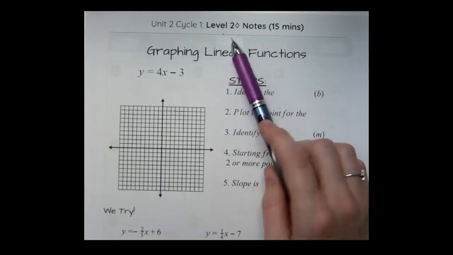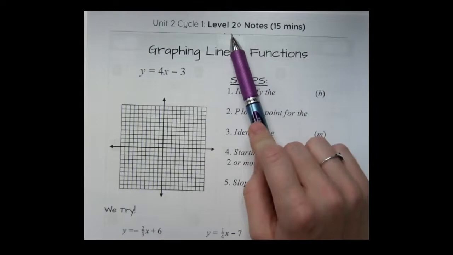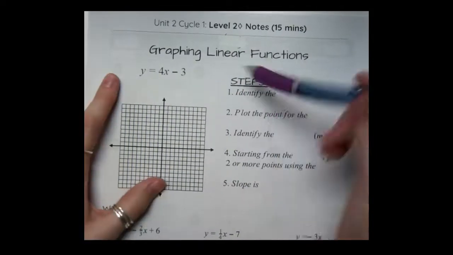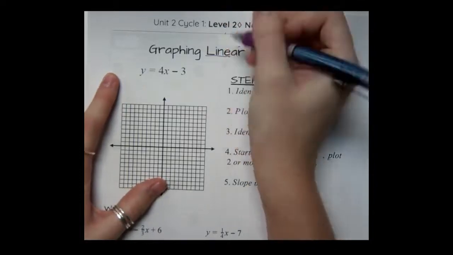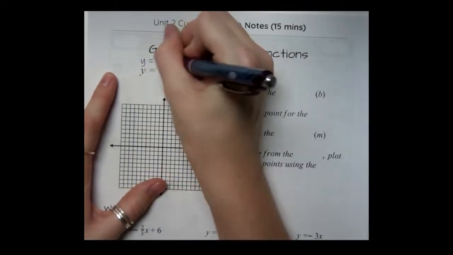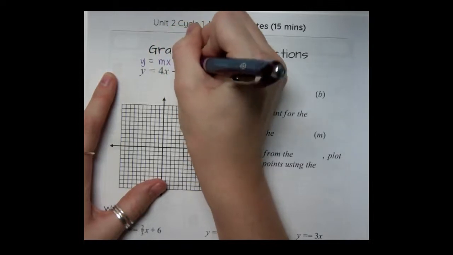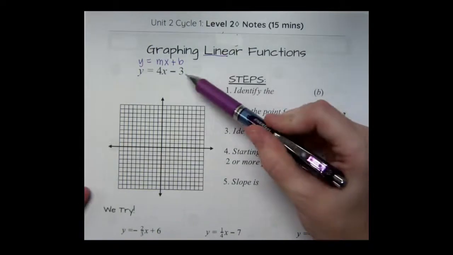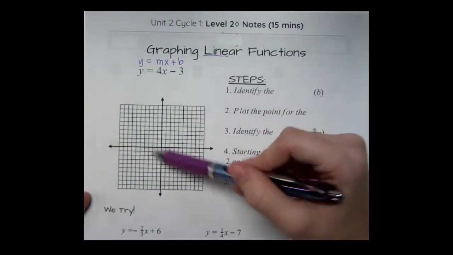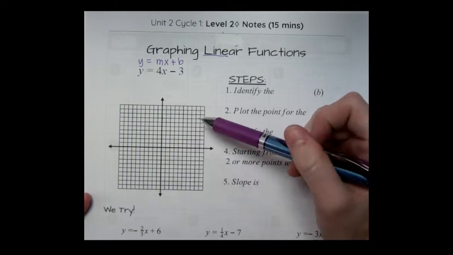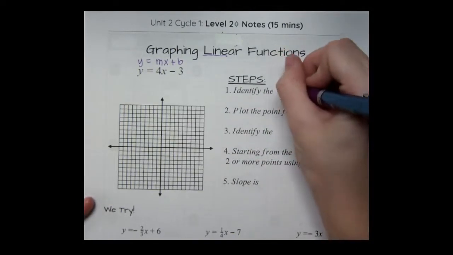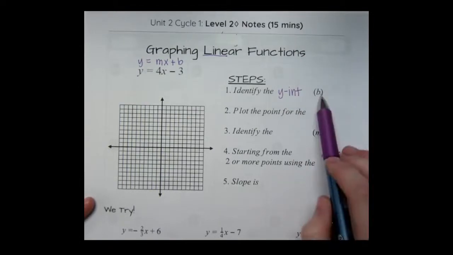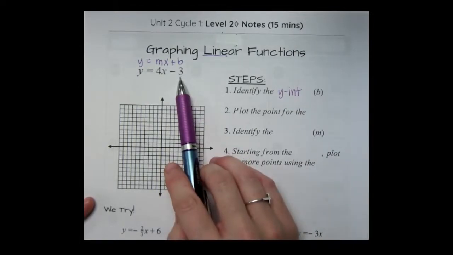You can hear me talking. This is Level 2 Diamond Notes. We are talking about graphing linear functions. Remember, linear just means a line. The equation we know for a line is y = mx + b. So we are actually going to take this equation right here and make a line without having to touch our calculator. The first thing we're going to do is identify the y-intercept.